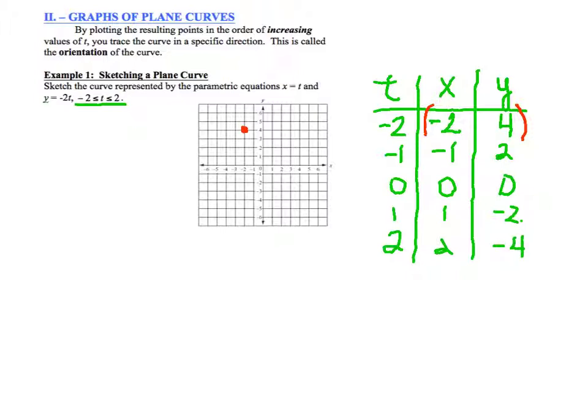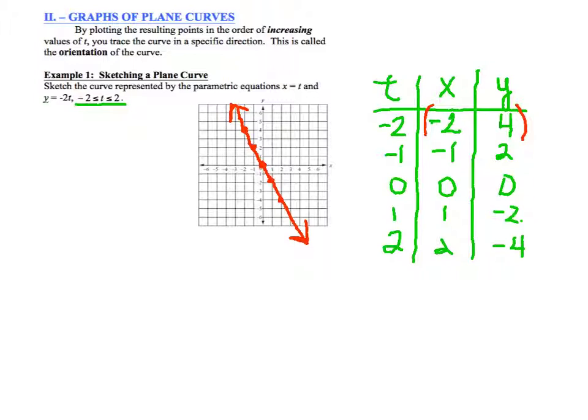So if we plot all these points, you're going to end up getting a line that will end up being graphed. So if you draw in your line here, sorry, that's not a very good line, but you try drawing on this.